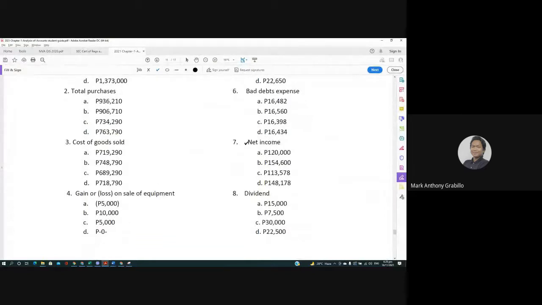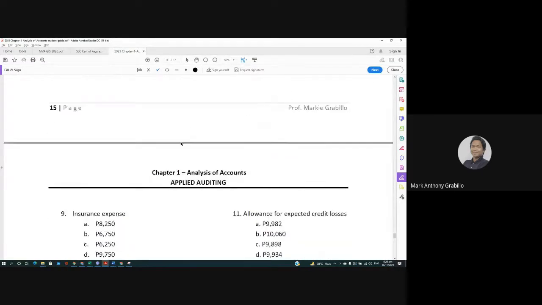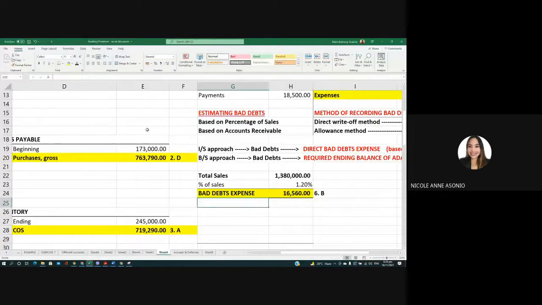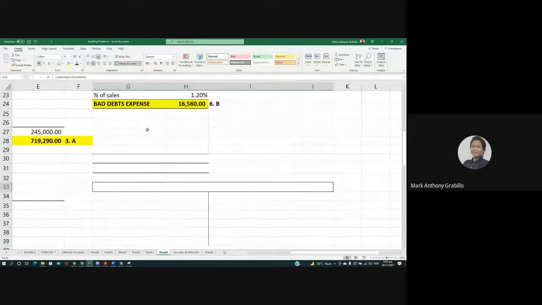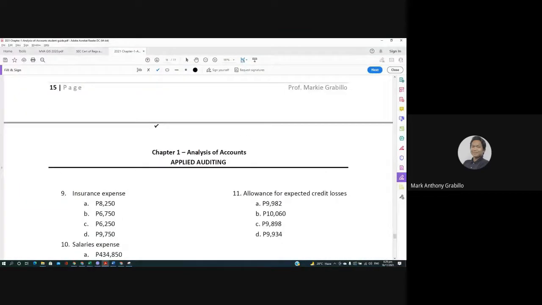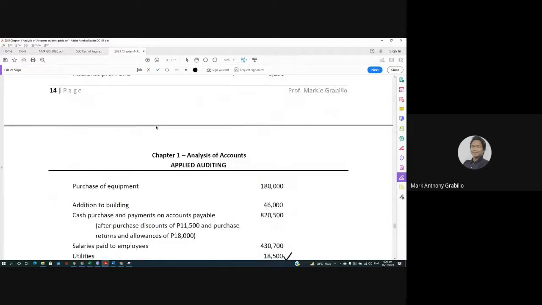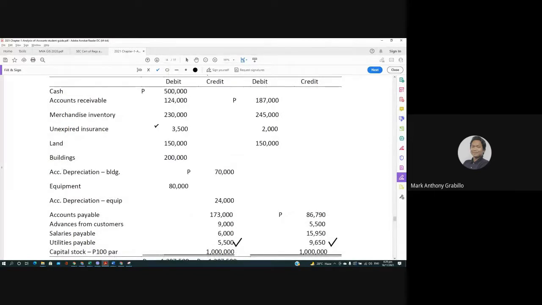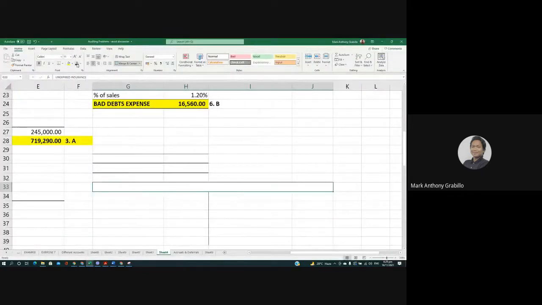Number 7, net income. So how can we compute the net income if we're not yet done with everything? Alright, so let's compute the others first. Insurance expense. What would be the best T account to compute the insurance expense? Prepaid insurance. Alright, let's compute the prepaid insurance. Let's go back to the trial balance to see if there is prepaid insurance. Yes, there is, but the term there is unexpired insurance. Then we will follow their terminology, unexpired insurance.